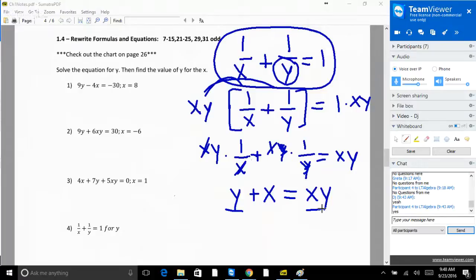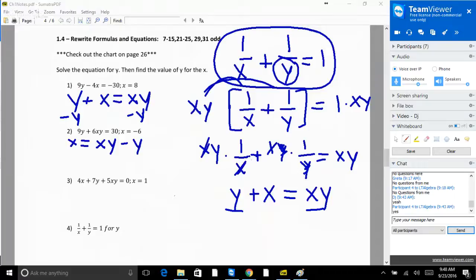So we're going to have to keep going on this one. So we've got, I'm sorry for the overwriting, y plus x equals xy. I need to get the y's together, so I'm going to subtract y from both sides. So now I'm left with x equals xy minus y.